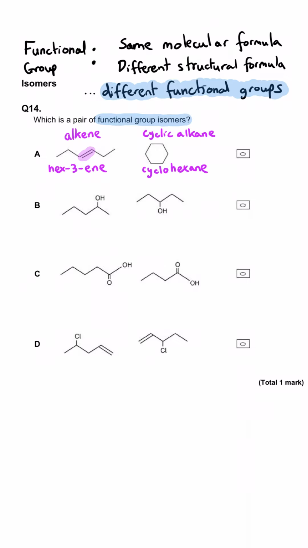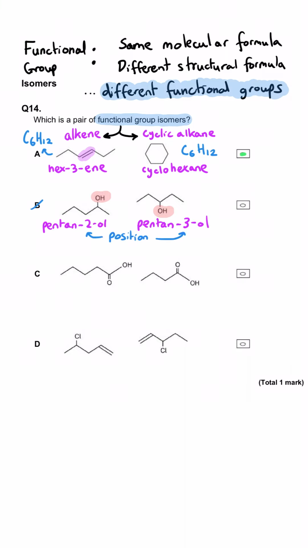Now, alkenes and cyclic alkanes are functional group isomers, so provided we've got the correct number of carbon and hydrogen atoms, which we do, 6 and 12 respectively, that means that A is the correct answer, and we'd move on if this was our real test. Just to look at the others, just to make sure we fully understand this, B is showing us two different alcohols. It's showing position isomerism because we've got pentan-2-ol and pentan-3-ol.